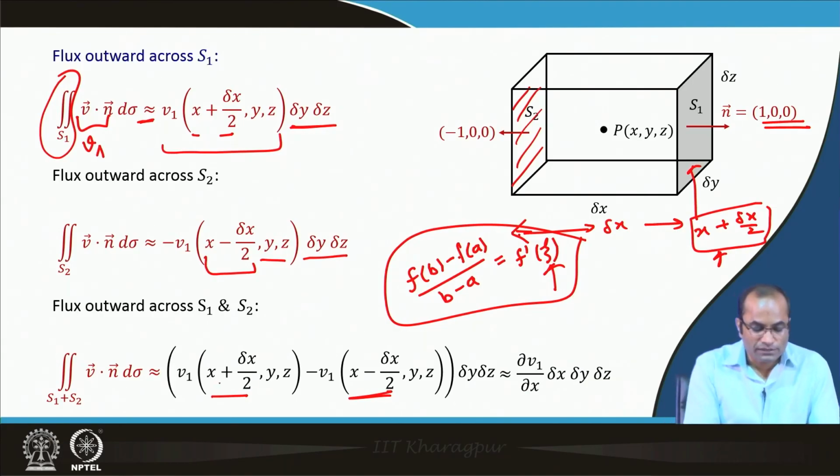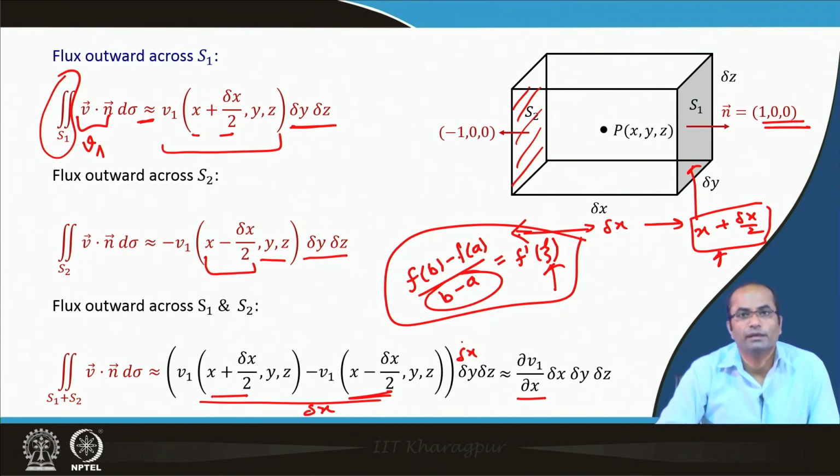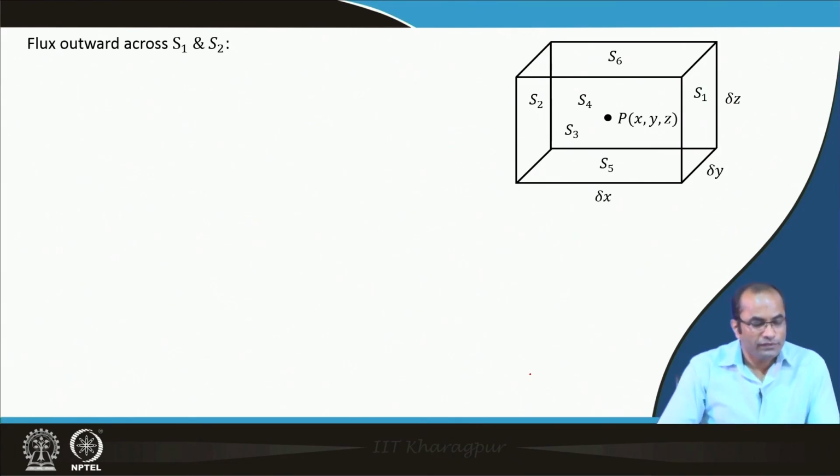So, we have the partial derivative del v1 over del x, and this delta x, because we have to divide by this delta x also to apply this mean value theorem. So, we multiplied by delta x and divided by delta x. So, this is delta x, delta y, delta z multiplied by this partial derivative with respect to x. Now, moving next, we have the flux across S1 and S2.